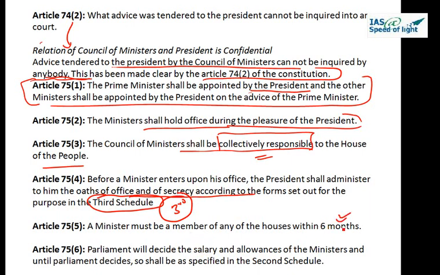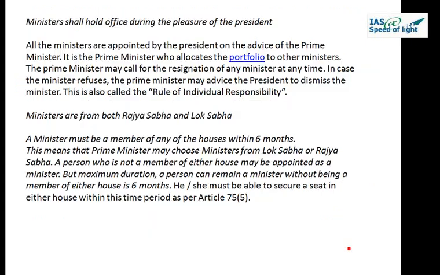So a person who is not a member of any of the houses can also become a minister, but within 6 months he has to get membership of any of the houses. This thing also I think we have discussed, and it's an important fact to remember. The Parliament will decide the salary and allowances of the ministers, and until Parliament decides, they shall be specified in the second schedule. We have already seen what the second schedule contains.